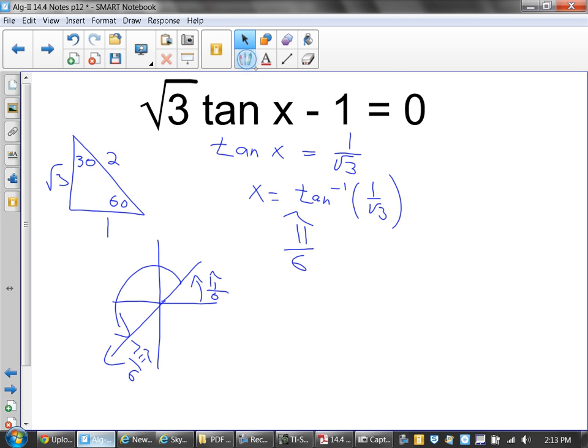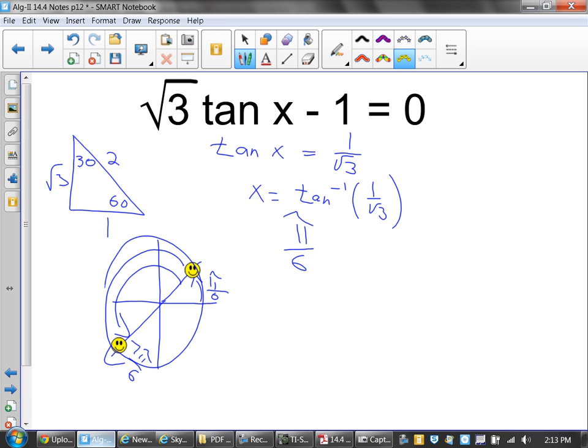So to get to your happy spots, if I'm starting at a happy spot there at pi over 6, my other happy spot is at 7 pi over 6. What do I do to the pi over 6 to get here? What do I do to get back to it? Your happy spot's pi. Doesn't pi make everybody happy? So my general solution then would be pi over 6 plus pi n, for however many times you're moving around to get to a happy spot.